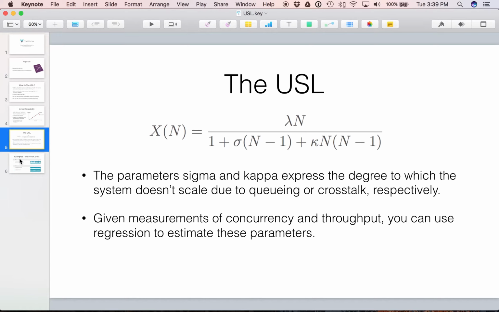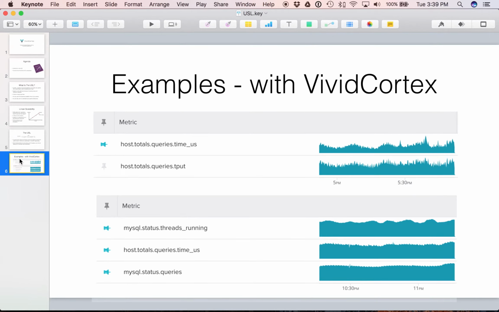And so if you use regressions, it's fairly straightforward to estimate the size of those parameters, sigma and kappa, and then you can model your system and see how it's going to scale. See how it should be scaling, and see what you can do to make it scale better.